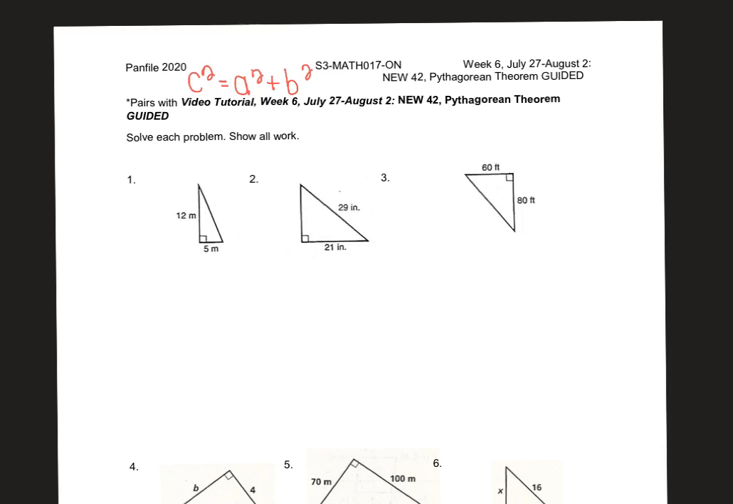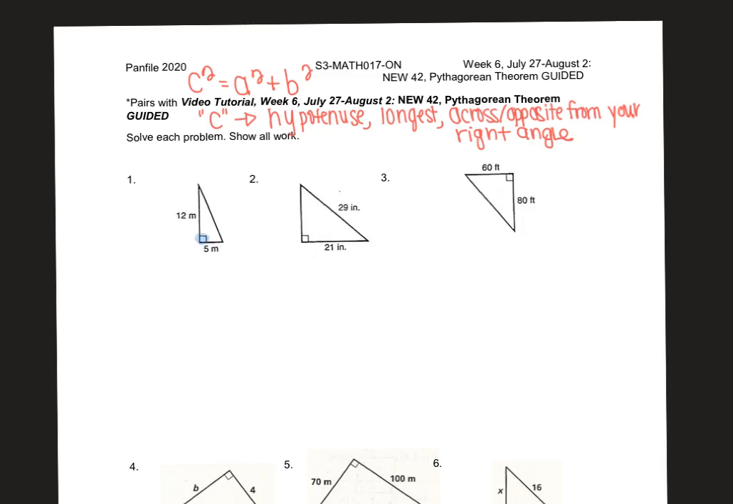The reason why I put c squared by itself is because c squared is the important one for you to identify. C is your hypotenuse. It's your longest side. And it's always across or opposite from your right angle. Now, your right angle is the one that is marked like this.